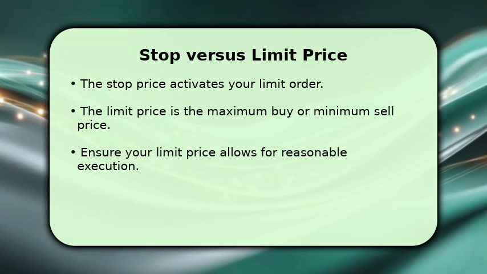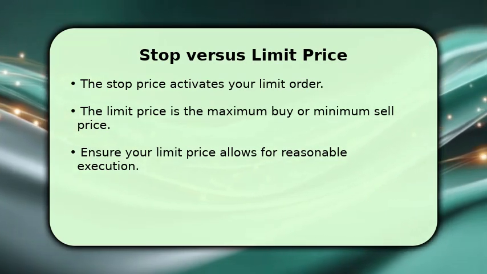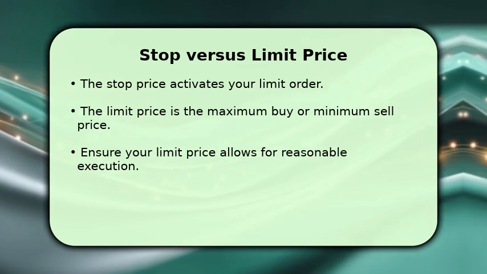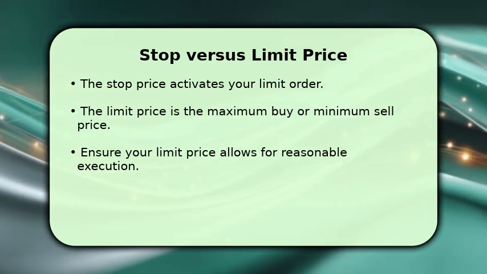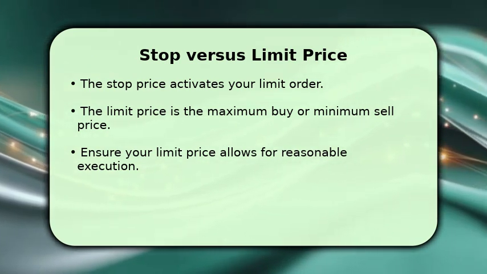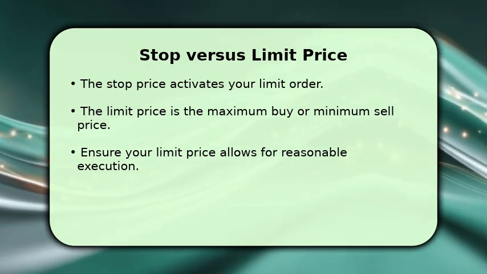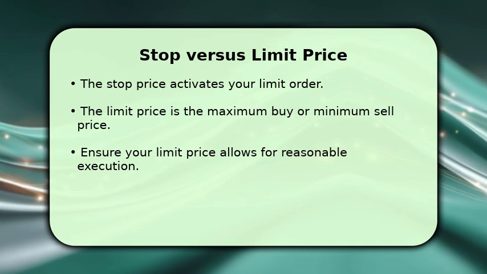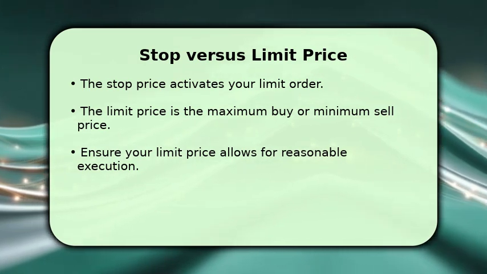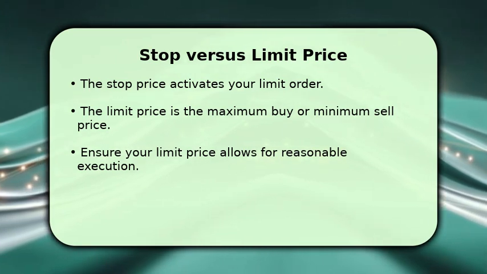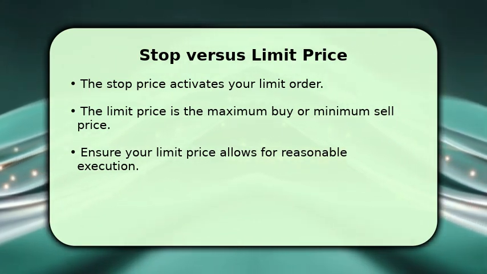Let's clarify the difference between the stop and limit prices. The stop price is the trigger point. Once the market price hits this level, your limit order becomes active. The limit price, however, is the specific price at which you are willing to buy or sell, or better. For example, if selling, your limit price is the minimum you will accept. Always set your limit price to allow for realistic execution.